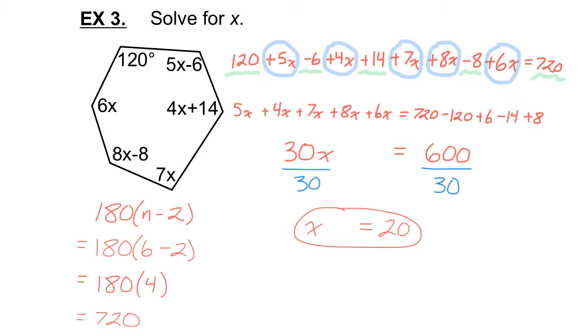So be careful. When you add all these together, it's 30x. When you add these together, it's 600. The coefficient on the x is 30, so divide both sides by 30. You get x equals 20.